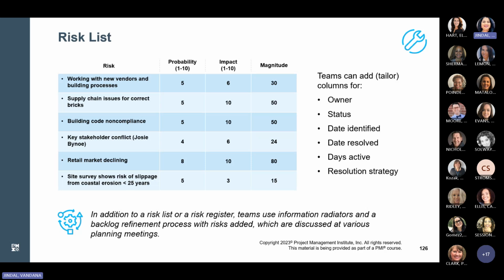So this is a risk list where some of the calculations are given, for example, working with a new vendor in a building process, the probability is 5, impact is 6, so magnitude is 30. In this risk list, you can also add the owner, status, and date identified, just like the risk register. As it says, in addition to a risk list or a risk register, teams use an information radiator or a backlog refinement process with a risk label, and risks added are discussed at the various planning meetings.